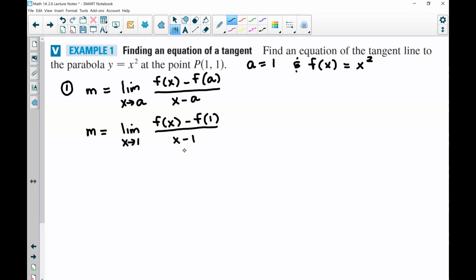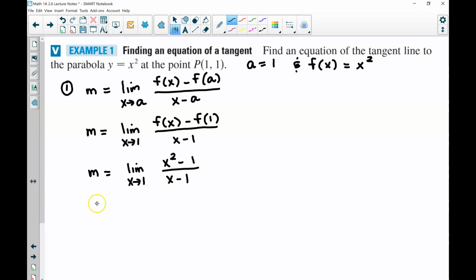And now what we're going to do is substitute the given information. So we have m, which is equal to the limit as x approaches 1. And from the given information, we can see that f of x is equal to x squared. So we're going to replace f of x with x squared. And when the input is 1 at that point, then the output is 1. So it's going to be x squared minus 1 all over x minus 1.